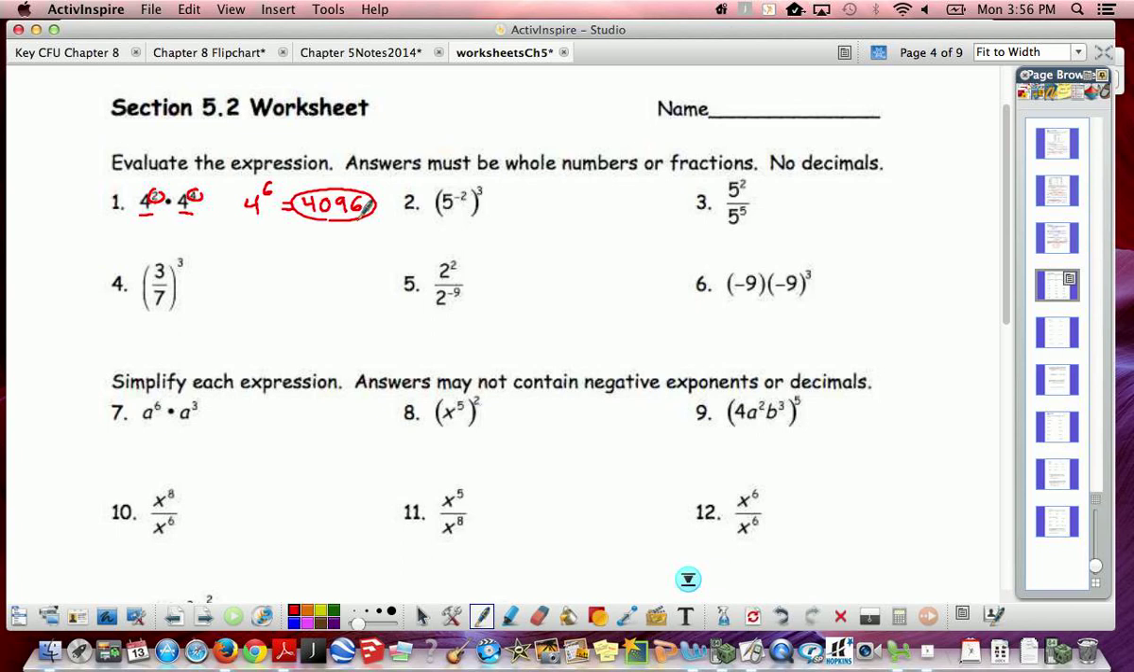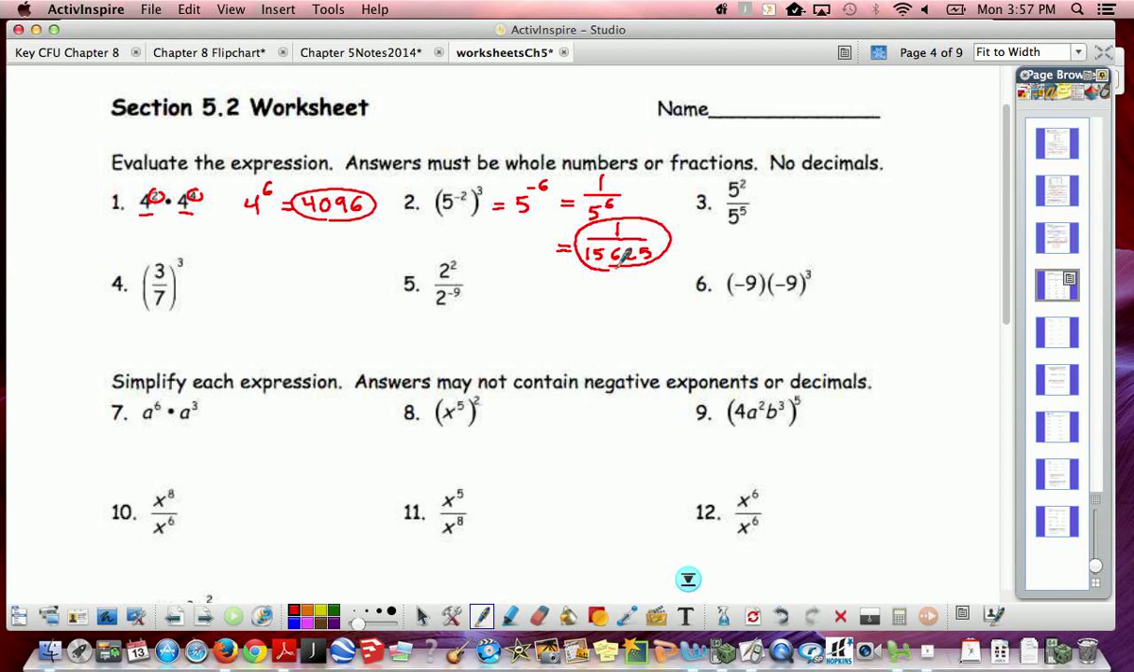On number 2, 5 to the negative 2 raised to the 3rd power. This is where you multiply the exponents. So originally this will equal 5 to the negative 6th power. But you can't have negative exponents. Remember that negative exponents is like doing inverses, so it causes it to go from the numerator to the denominator. So it ends up being 1 over 5 to the 6th. If we take 5 to the 6th on our calculator, we'll have 15,625. So it's 1 over 15,625.